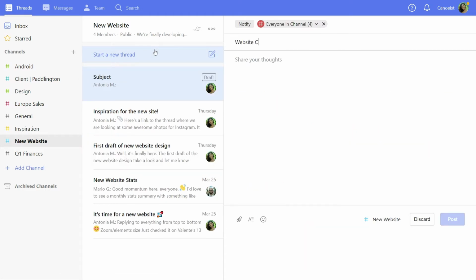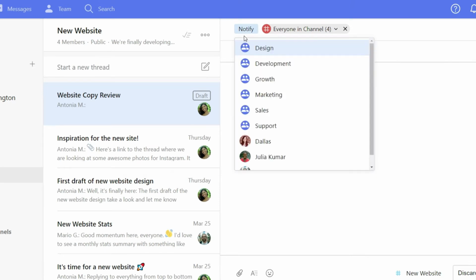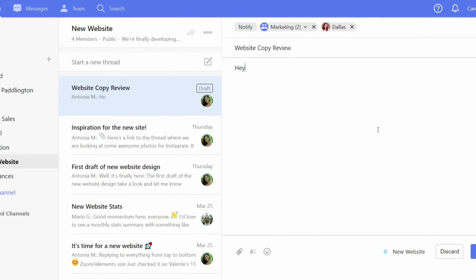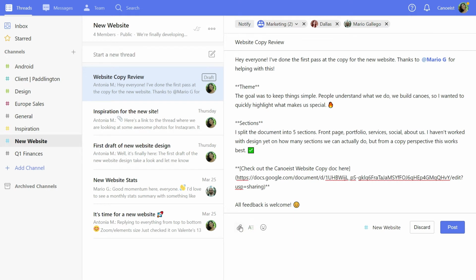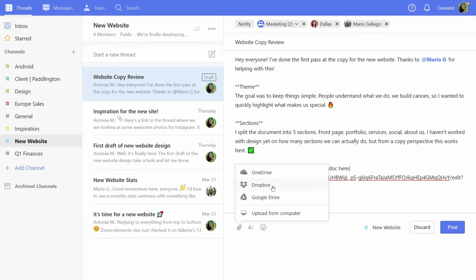Give your thread a clear subject so people understand what's being discussed. Choose the people you want to include. You can pick anyone in the channel. Start writing. Threads can be as long as you need them to be and formatted to be easy to read. Add context by attaching files from Drive, Dropbox, or your computer.